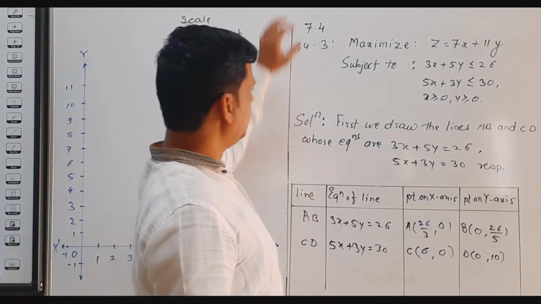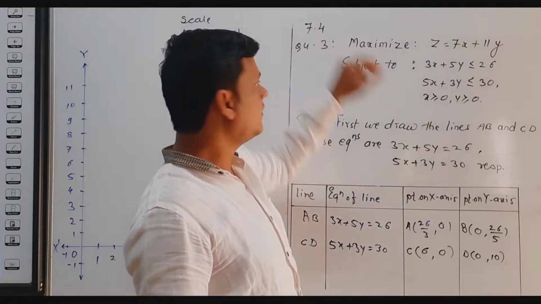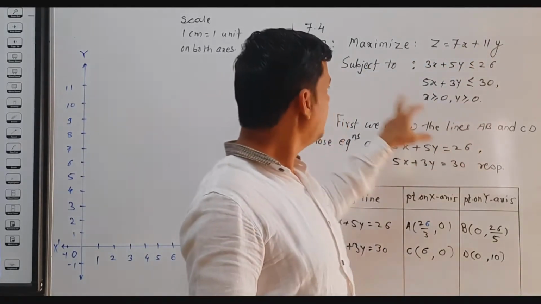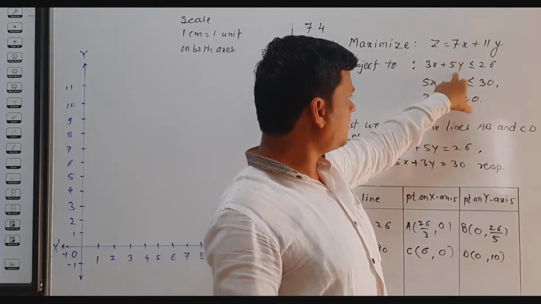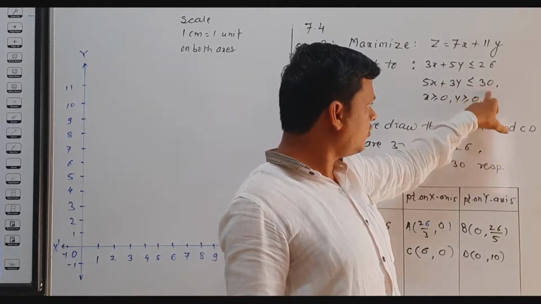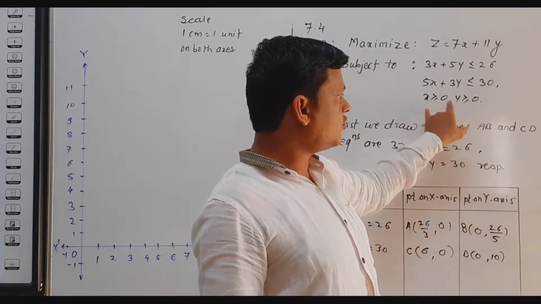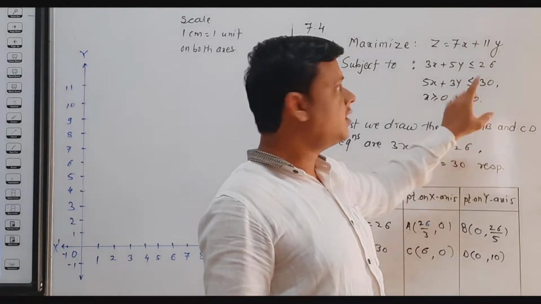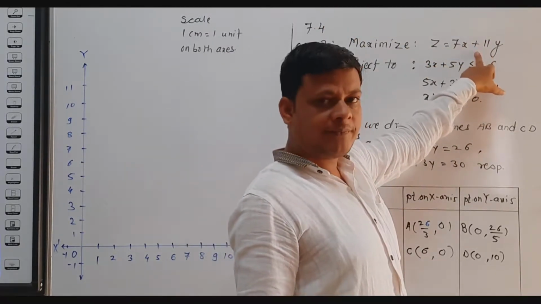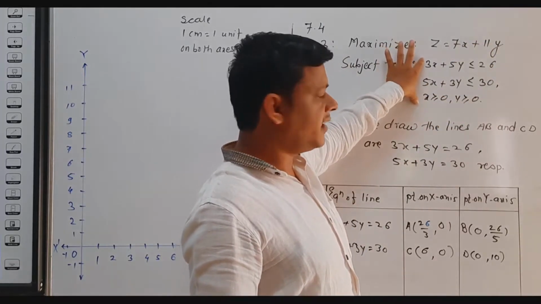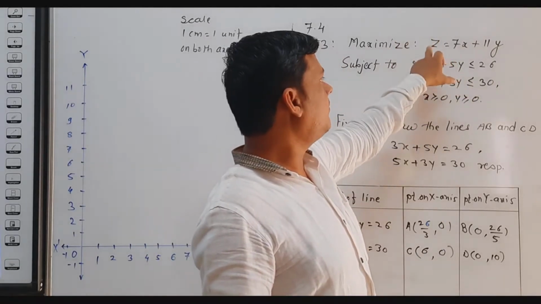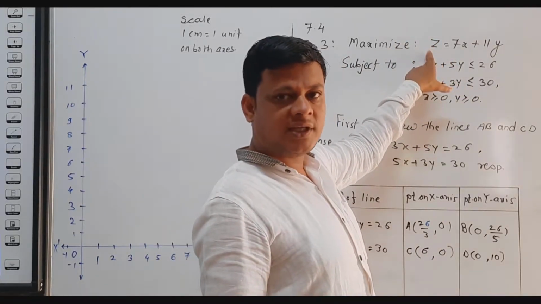Now see the next question, question number 3. Maximize z equals 7x plus 11y subject to 3x plus 5y less than or equal to 26, 5x plus 3y less than or equal to 30, x greater than or equal to 0, y greater than or equal to 0. That means here the objective function is z equals 7x plus 11y and these are the constraints. So with the help of these constraints we have to find the maximum value of z.